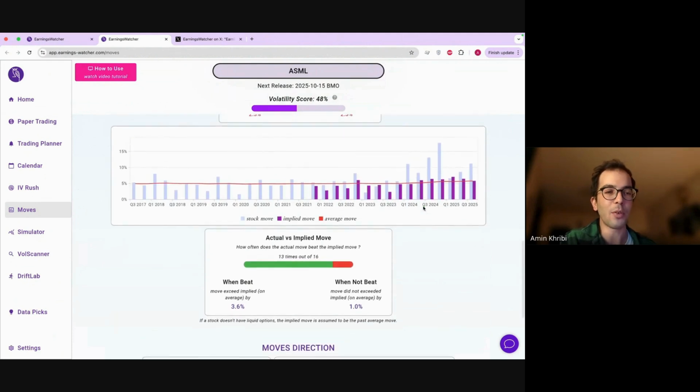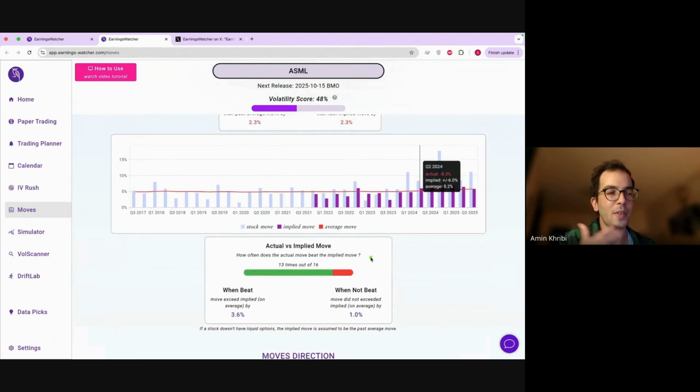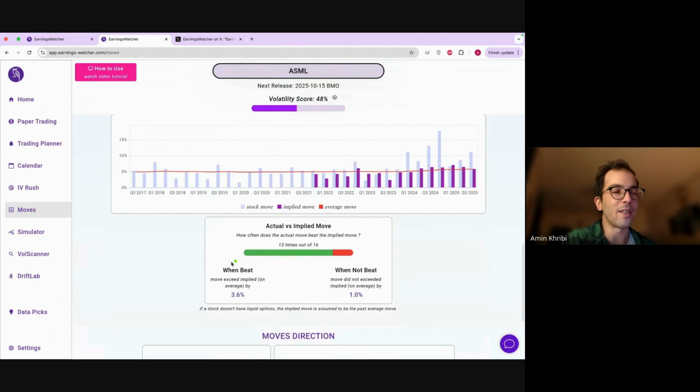And as we scroll down, we look at these numbers, which are very favorable for long volatility. So again, betting that the move would be higher than the implied, simply because not only is the frequency of beats quite high, 13 times out of 16 where the actual beat the implied move, but especially what we like is these two stats, where we can see that when the actual move beats the implied, it does so on average by around 3.6%.